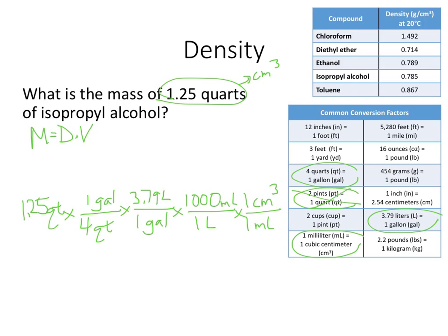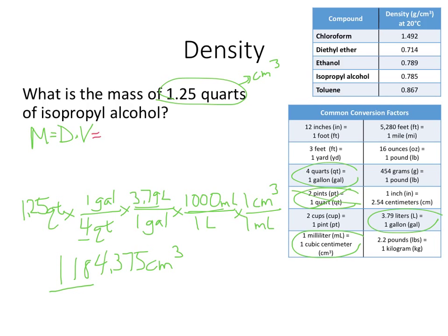So to get my quarts to centimeters cubed, that's 1.25 divided by 4 times 3.79 times 1,000, and I end up with 1184.375 centimeters cubed. Now, only 3 of those are going to be significant, but I want to keep the entire number when I'm typing in my calculator. I only want to round at the end.